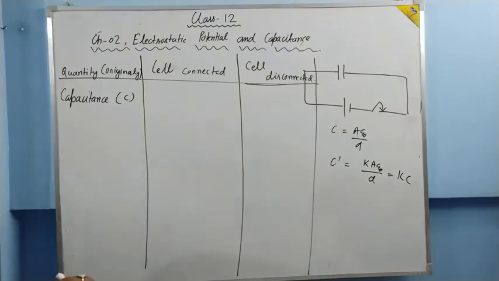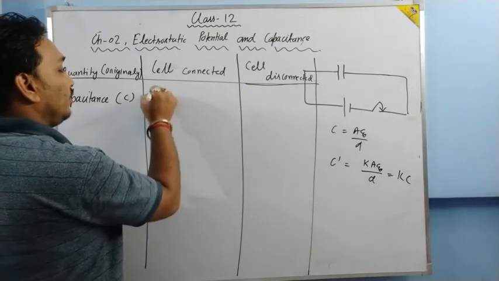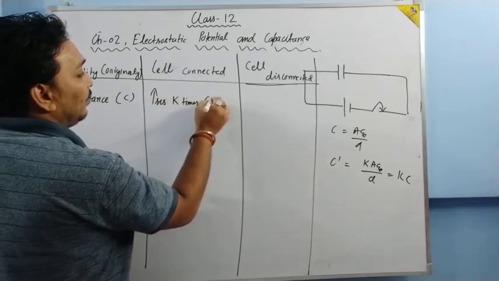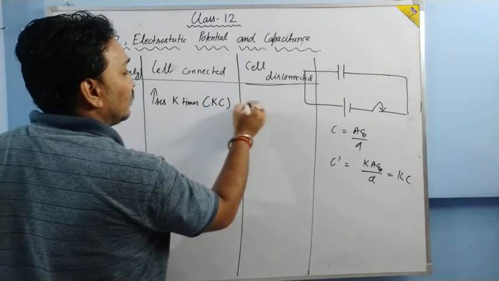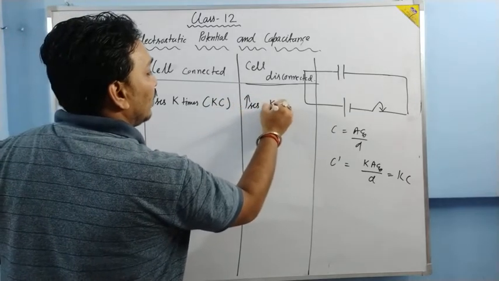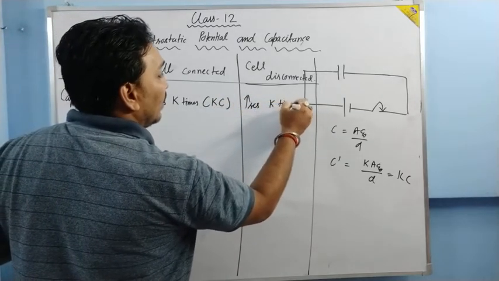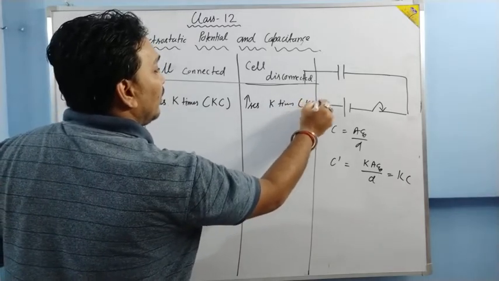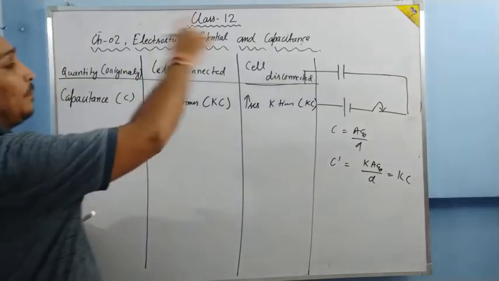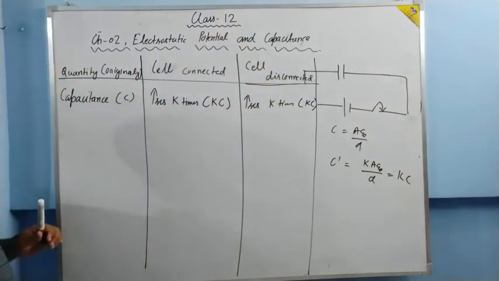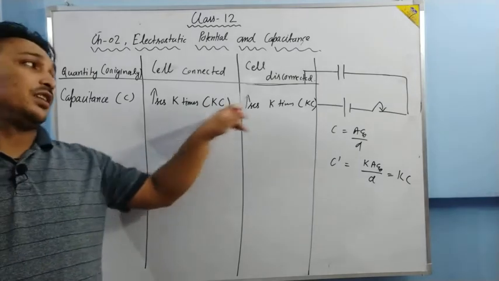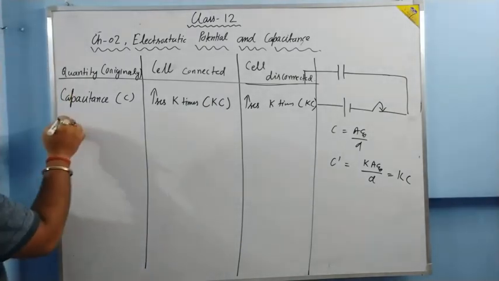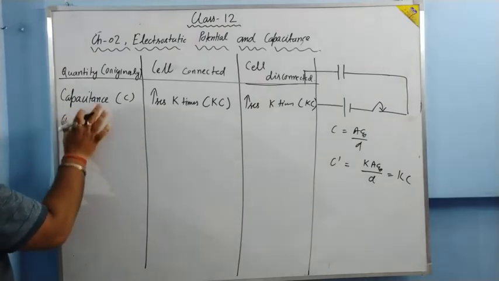So whether the cell is connected or disconnected, capacitance always increases K times, and it becomes KC. Earlier it was C, but after inserting the dielectric, it becomes KC. K times increases. Okay. Second thing we are going to study is charge.